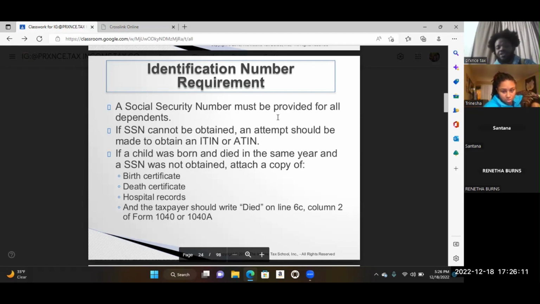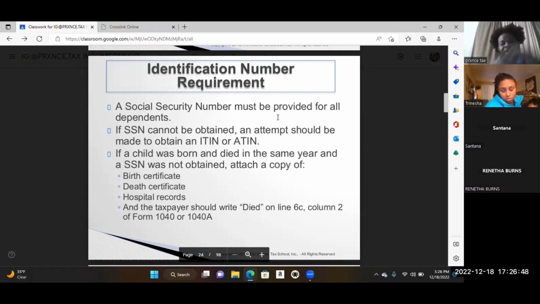All right, so if a child was born and died in the same year and a social security number was not obtained, attach a copy of the birth certificate and death certificate. So what this is stating is, say you have an individual, and this is gonna be big in Georgia most likely, because in Georgia, in 2023, the state of Georgia is giving a greater credit for those individuals who had an unborn child. It's important. State law is crazy right now, and you'll learn about this as you continue to do taxes.